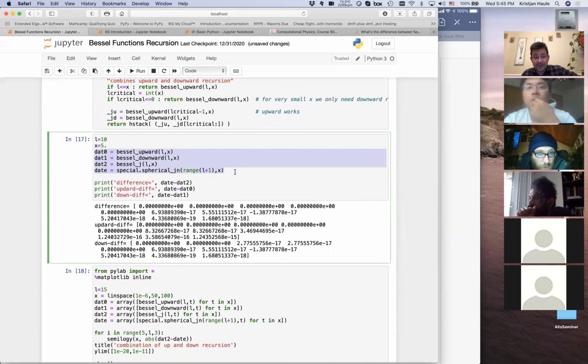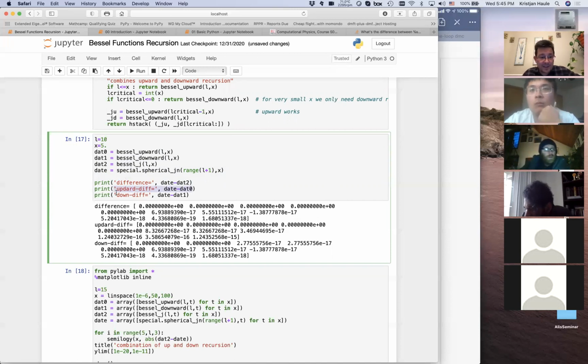using the library. And now we're going to check the difference between the exact value, dot A is the library, minus dot 2, which is the combination of upward and downward recursion. And then here is the precision. Dot E is basically exact minus dot 0, which means it's upward recursion. So we're checking precision of the upward recursion. And then here we are checking precision of the downward recursion.